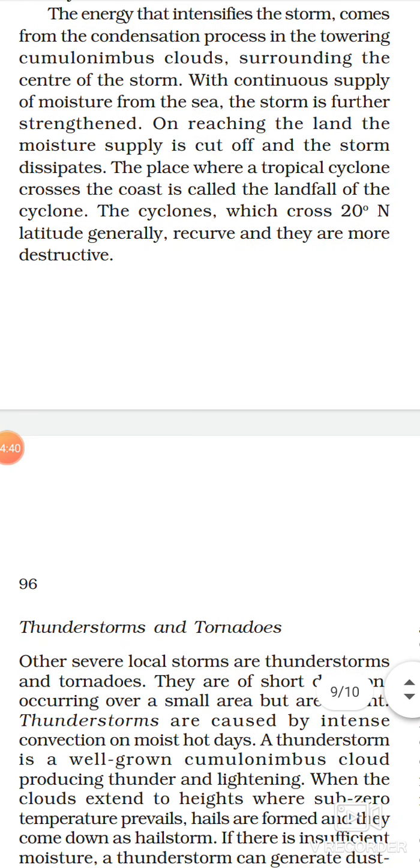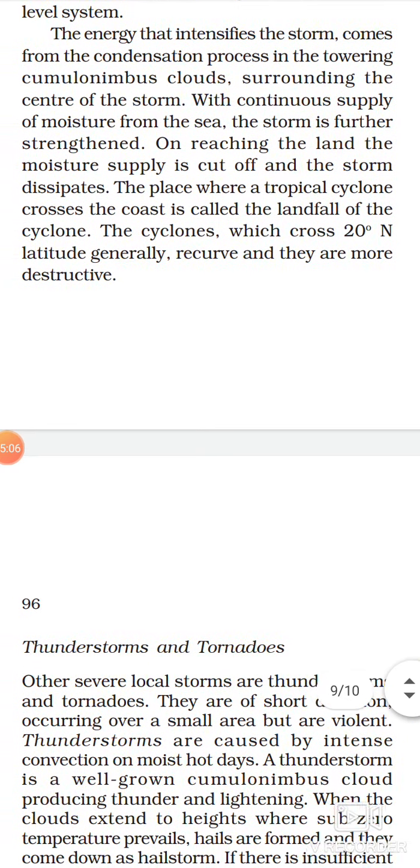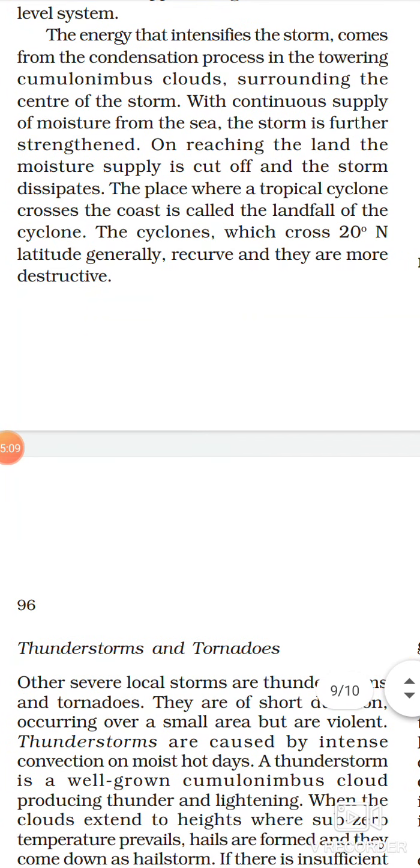The energy that intensifies the storm comes from the condensation process in the towering cumulonimbus clouds. Now we have to study about the clouds. With continuous supply of moisture from the sea, the storm is further strengthened. On reaching the land, the moisture supply is cut off and the storm dissipates. The place where a tropical cyclone crosses the coast is called landfall of the cyclone. Cyclones which cross 20-degree latitude are generally the most destructive.